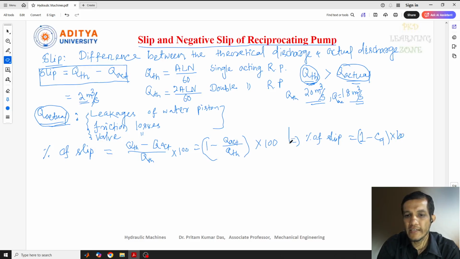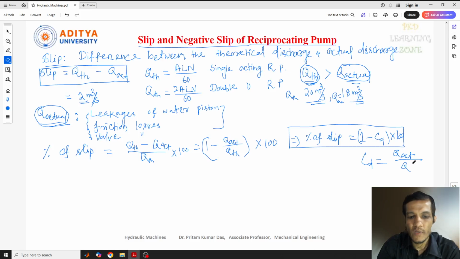Now the Cd is nothing but the coefficient of discharge. So Cd is the coefficient of discharge, and that can be described by Q actual by Q theoretical. The same thing, Q actual by Q theoretical. This can be calculated. Yeah, this is the coefficient of discharge. Done.